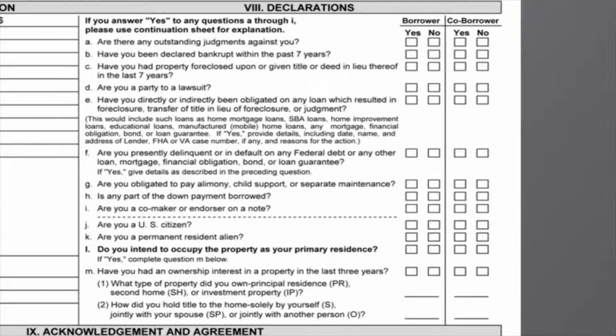Section 8. Declarations. In this section, you will be asked to answer questions about any pending legal problems or other factors, past or present, that may influence your financial situation. For example, have you ever declared bankruptcy? This information, in combination with your credit report, will help your lender assess your ability to pay the mortgage. In addition, you will be asked to affirm if you are a U.S. citizen or a permanent resident alien. If you are not a U.S. citizen but can provide documentation to establish a legal presence in the U.S., you can still obtain a mortgage.